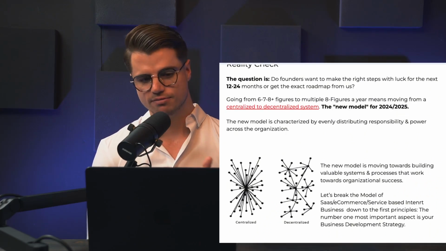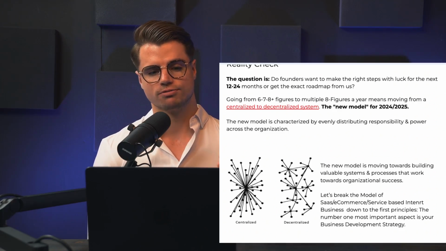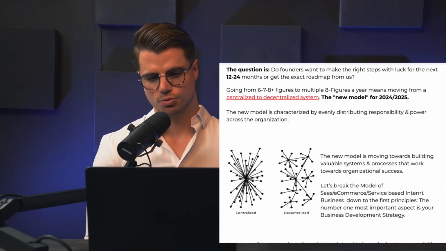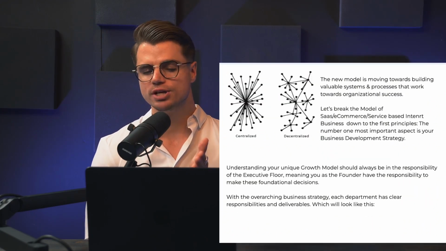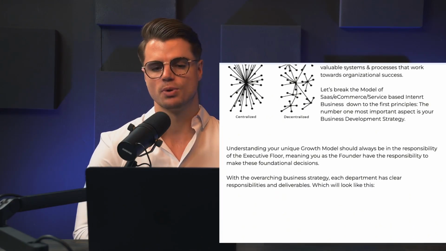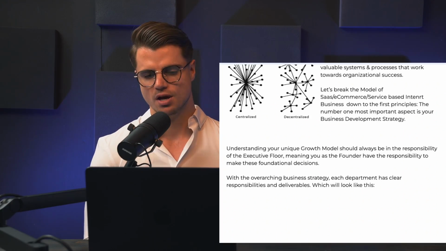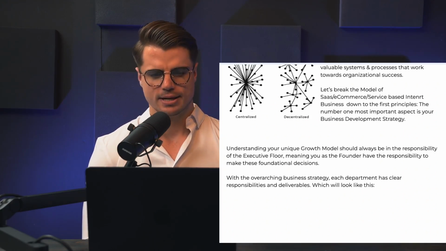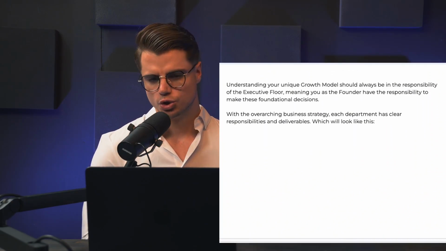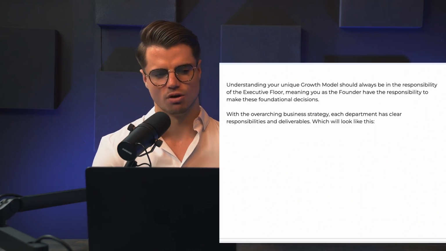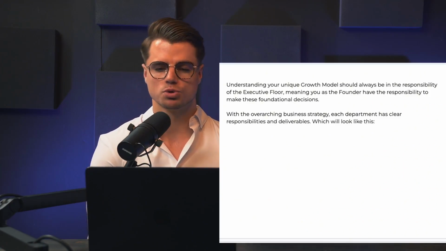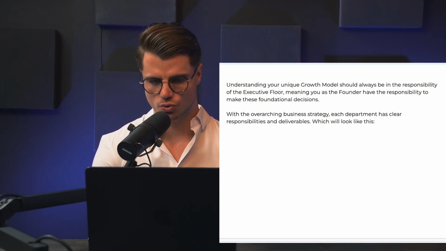Going from 6 to 7 to 8 figures to multiple 8 figures a year means moving from a centralized to a decentralized system, which I call the new model for the new world, 2024, 2025, right? The new model is moving towards building a value-based system and processes that work towards organizational success. Again, let's break down the model for SaaS, e-commerce, service-based, or internet-based business down to the first principle. Now, the number one most important aspect of your business development strategy is understanding your unique growth model. You should always be in the responsibility of the executive floor, meaning you as the founder have the responsibility to make these foundational decisions.